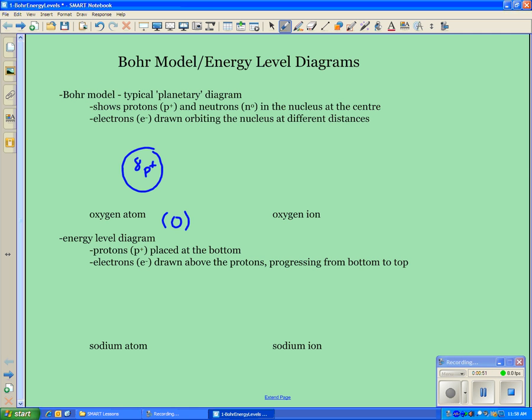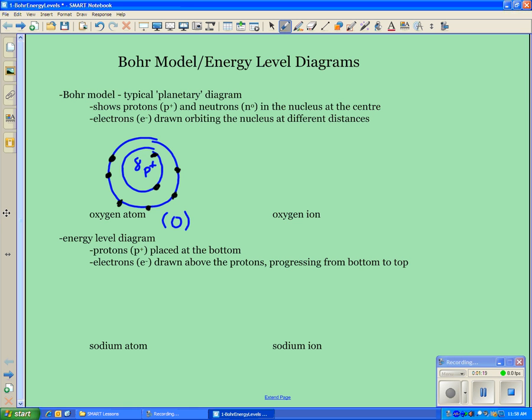So first energy level has 2 electrons. The second energy level is going to have 6 electrons. That gives us our total of 8 electrons that we would want to match up with the 8 protons that are in the nucleus. So 2 in the first energy level, 6 in the second, 8 protons, and 8 electrons in total.